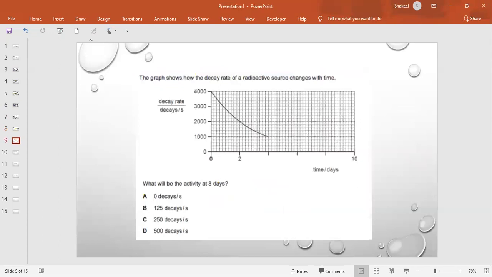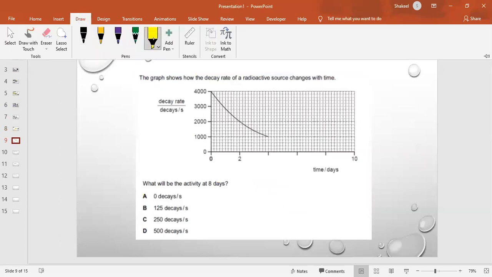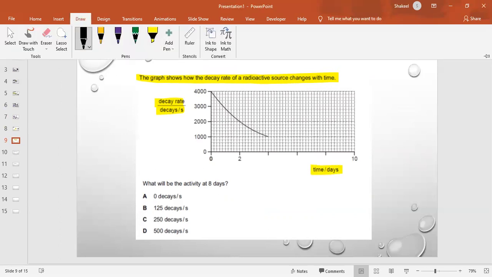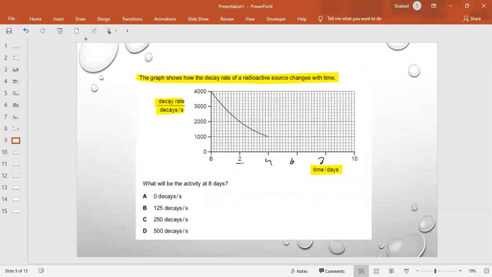If we go to the next question, for the decay curve graph, the graph shows how the decay rate of the radioactive source changes with time. The y-axis is decay rate, in decays per second. Decay means that when an atom is emitting its energy, its energy is decreasing, so we say the nuclei are in the decay process. Time is in days along the x-axis, with values 2, 4, 6, 8, and 10. The y-axis values are 1,000, 2,000, 3,000, 4,000, and the curve is drawn till 4 days.